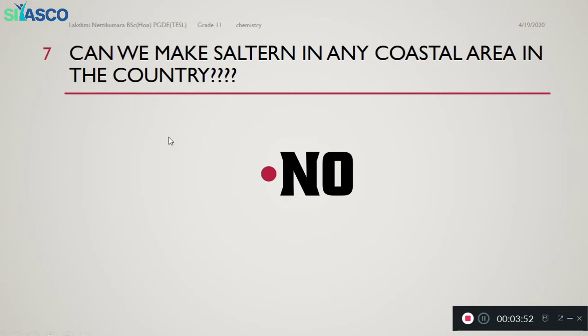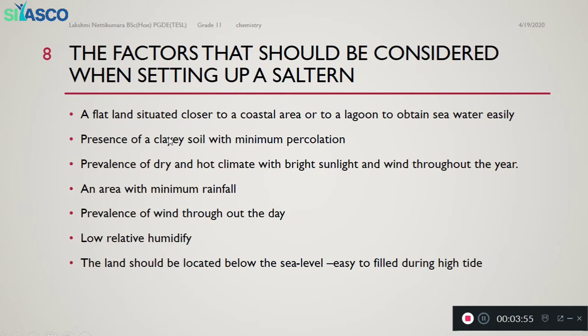So then, why? Because there are certain factors we have to consider when setting up a salton. Let's see what these factors are. The land should be situated closer to the sea or the coastal area or to a lagoon to obtain seawater easily, as seawater is the major source. And the soil of the selected area should be clay soil.